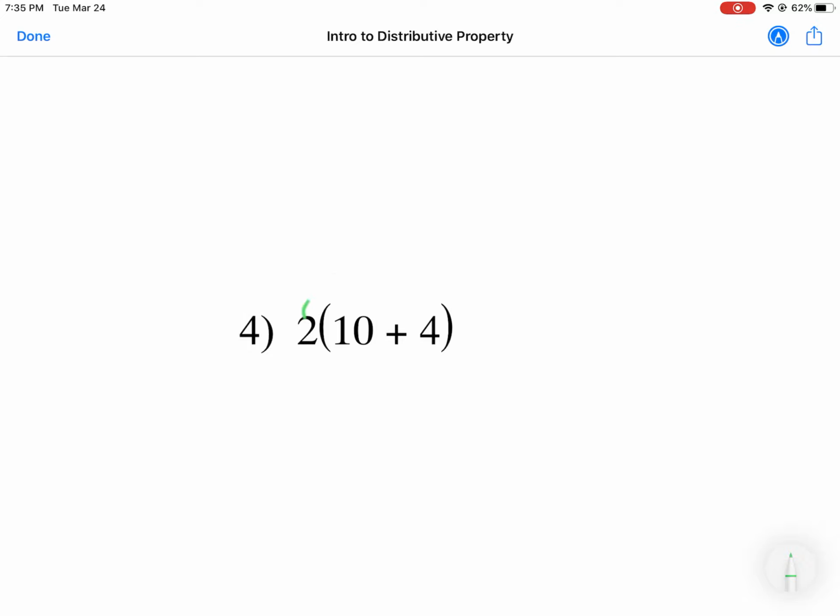All right, last one. Take our 2, distribute him to each term. So we have what? Let's see, 2 times the 10. Don't forget our plus sign. Plus 2 times 4. Now, when you're doing these, I definitely recommend draw your arrows. So draw your lines from each term to each term. It'll make the process easier. You know what you're doing off the bat.